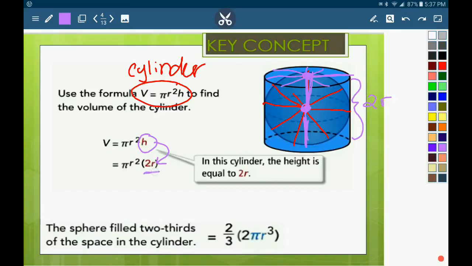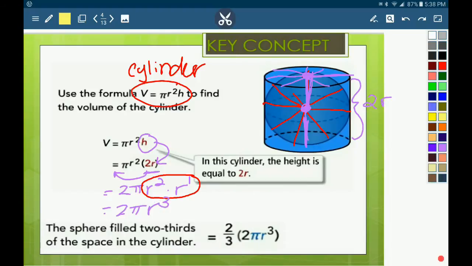If I were to separate this 2r, let's say I were to move the 2 out in front of the pi. Okay, so I've got 2 pi r squared times r. Well, this lone r really does have a power of 1 on it. And if you remember our exponential properties, if you're multiplying 2 variables together that are the same base but different exponents, we just add the exponents. So the formula becomes 2 pi r cubed.